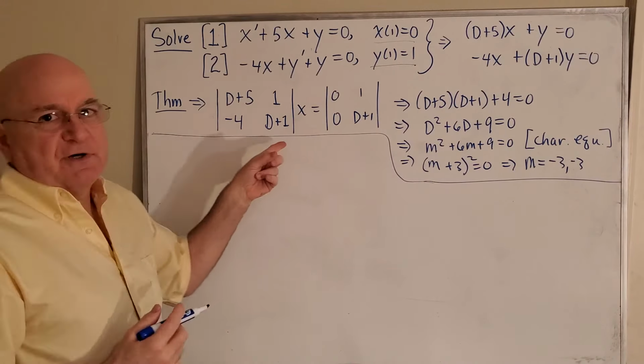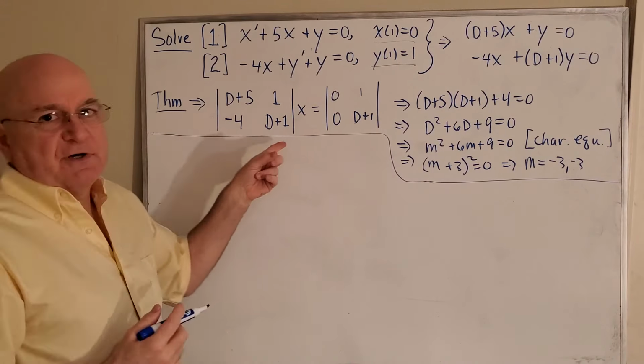This determinant times x gives you this. So I worked it out. We got D squared plus 6D plus 9 equals 0. I used the characteristic equation since this is a homogeneous equation. And we come up with this. This is the first example I think we've had in a long time where we had repeated real roots. Negative 3, I wrote it up there twice.